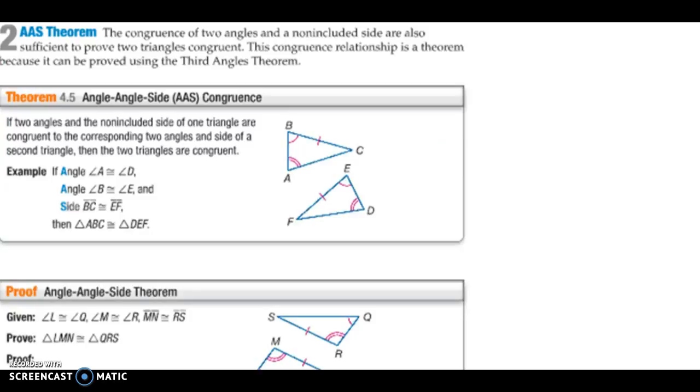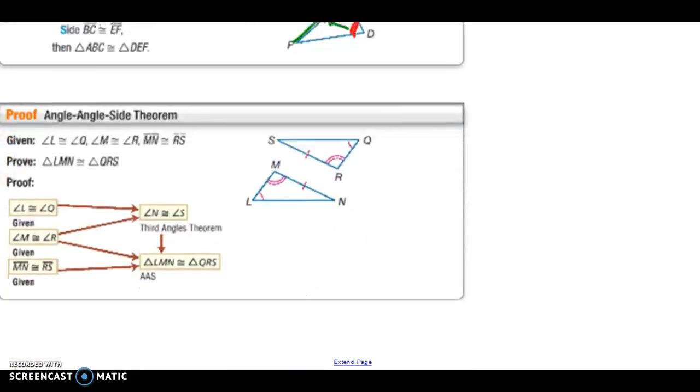Now, another one that we have is called angle angle side congruence. So that's when you say an angle is like B is congruent to E, and then right next to it I have A congruent to D, and then the side that corresponds right across from this angle right here, if those are congruent as well, that means my whole triangle has to be congruent. And if you're interested in seeing how that goes, here's the proof of it.